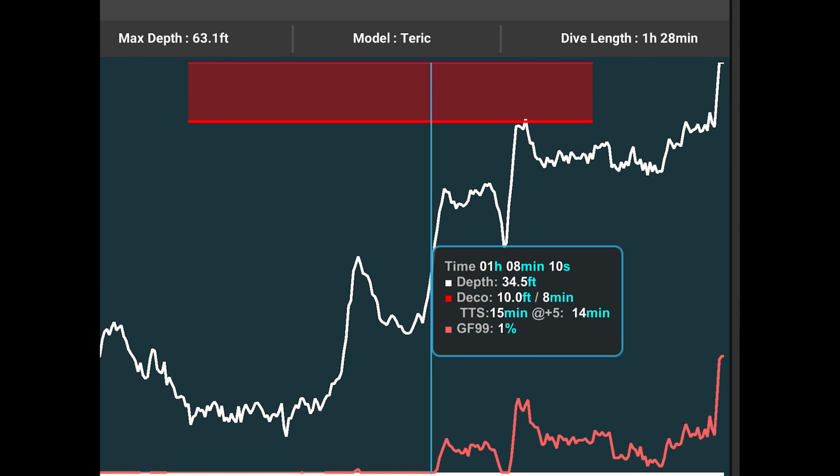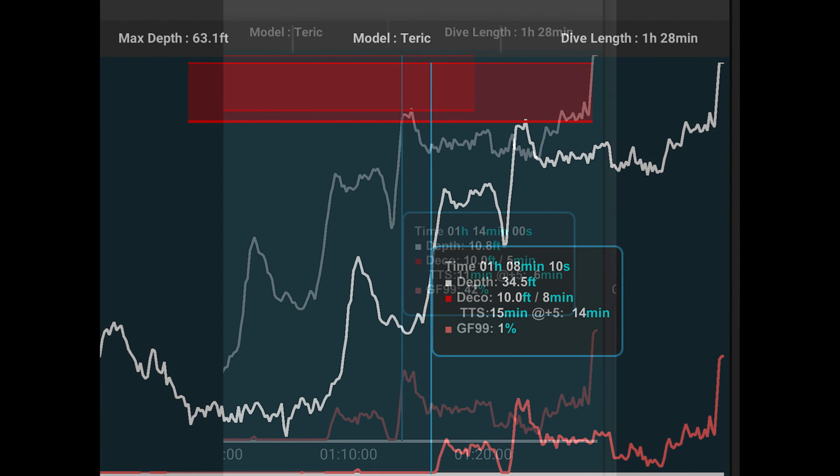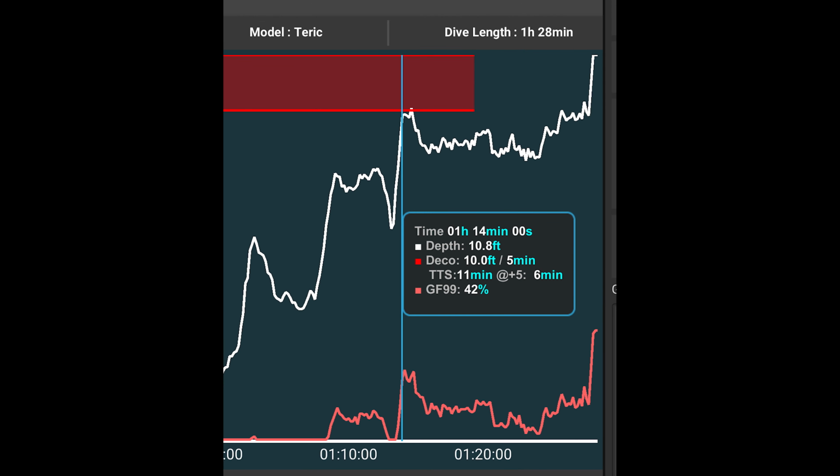This is the moment that I transition to off-gassing. My mandatory stop time has increased to 8 minutes. This time I'm performing my mandatory stop. During my ascent, my mandatory stop time went from 8 minutes down to 5 minutes.